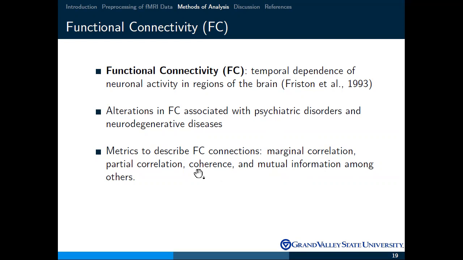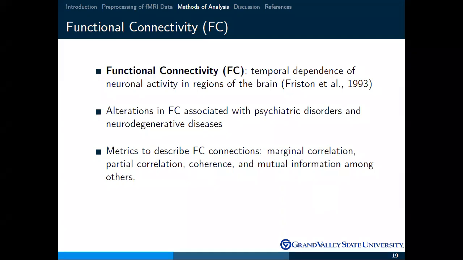Coherence is a measure of association that's in the frequency domain. So you can think of it as analogous to the correlation coefficient, but calculating that in the frequency domain rather than the time domain. And mutual information, not used as much as the correlation coefficient, which is the default that most people use. But mutual information measures the amount of information that the two variables or two brain regions give about each other.